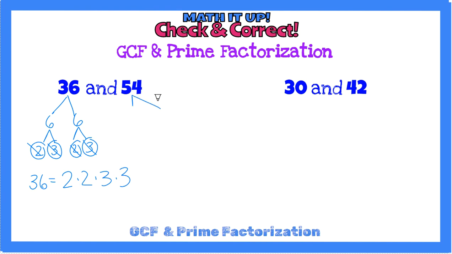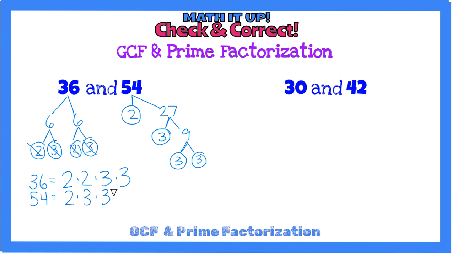And then we have 54. I'm going to use a 2 here and 27 here. That's not prime. I know 27 is in your times tables. It's 3 times 9. So I can use that. And then 9, of course, is 3 times 3. So 54 is a result of 2 times 3 times 3 times 3.